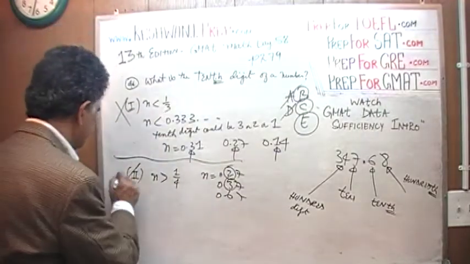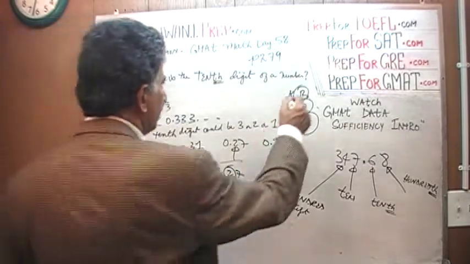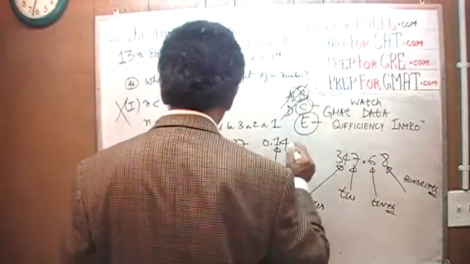It's not enough. The second statement by itself is also not enough. The answer cannot be B. The answer has got to be either C or E. Let's put them together.